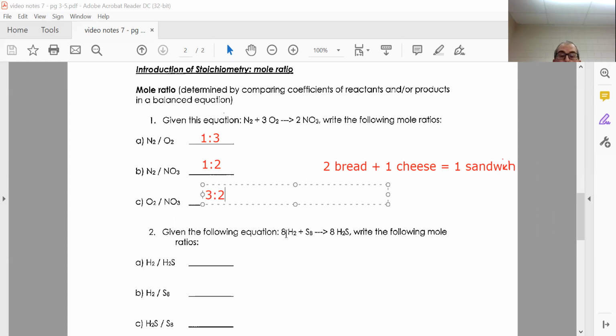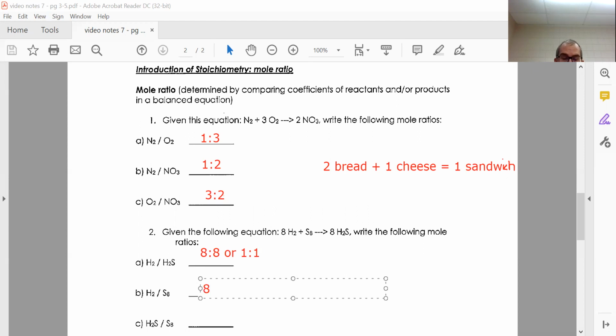But anyway, if we look at the ratio of H2 to H2S, it's 8 to 8. We could write that as 8:8, or we could simplify that to 1:1. Either one is okay. Let's look at the H2 to S8. It looks like the ratio is 8:1. So I'm going to put that in there. 8:1. And let's look at H2S to S8, and that is also 8:1.